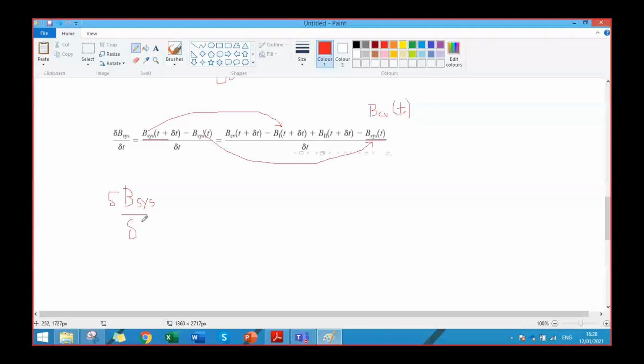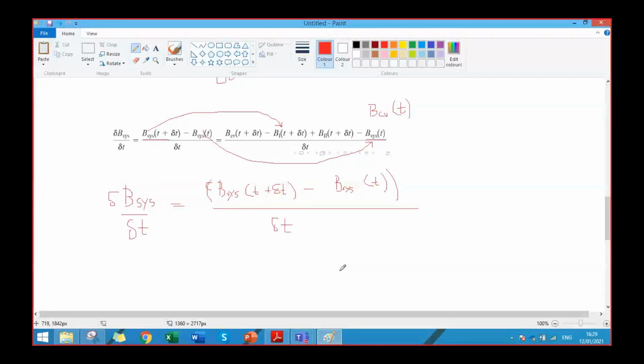The change in system property would be equal to B of system at final time, that is T plus delta T, minus B of system at initial time, right? Then we divide this by delta T. Clear?